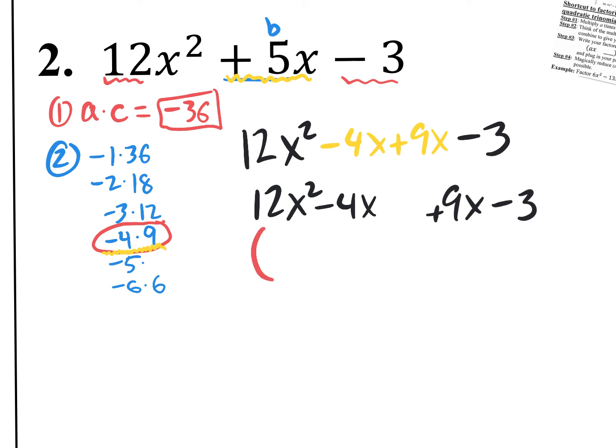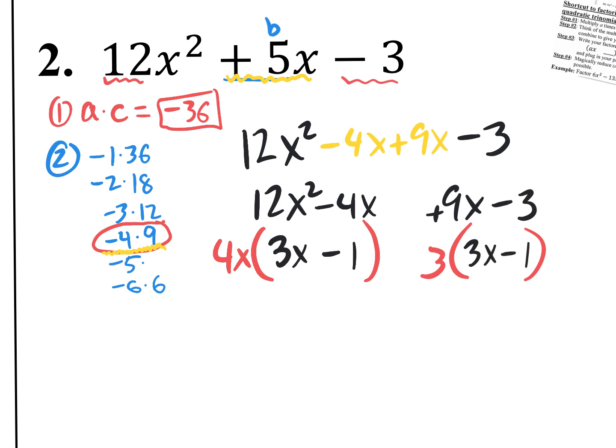First group, factor out something. What are we factoring out? 4x. Second group, factor out something. 3. Okay, so what do I have left over on the first group? Pull out the 4x, you're going to have what? 3 with an x and minus 1. Second group, pull out that 3, you're also going to have a 3 with an x and a minus 1.